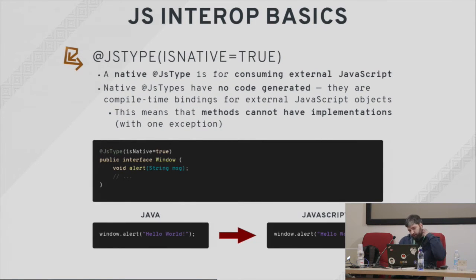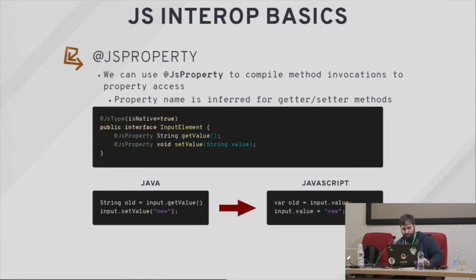So what we're really more concerned with in our case is native JS types, right? And yeah, I don't think anything here is new. You use native JS types to wrap JavaScript APIs that you would like to consume in your app, and invocations get compiled with the same symbols. So we'll be using JS property in the next section.